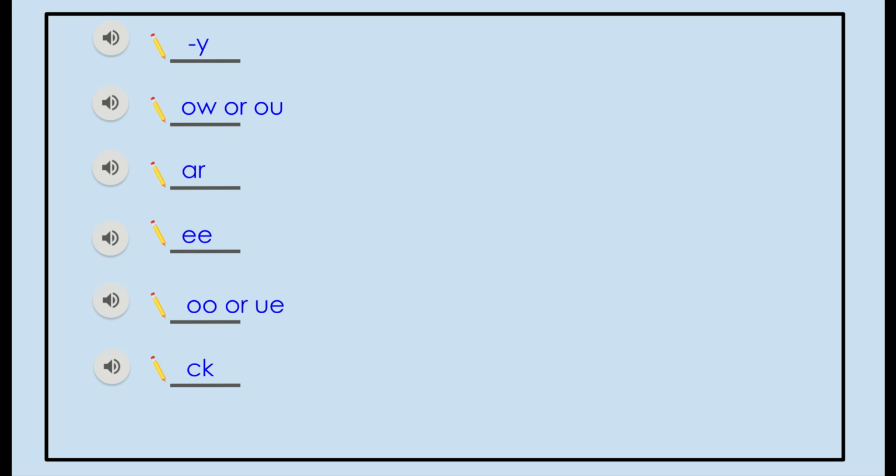All right, let's check our answers. The first sound I is made by the letter Y at the end of a word. The sound ow, you could have put OW or OU. Both make that same sound. The sound of R is made by the letter pair AR. The sound E is made by the letter pair EE. The sound OO is made by UE or OO. And the sound K is made by CK at the end of a word.